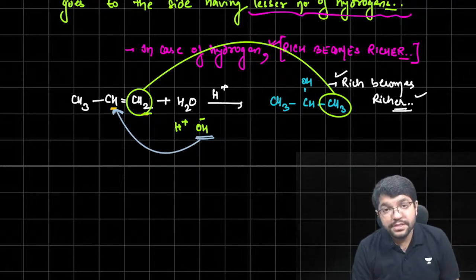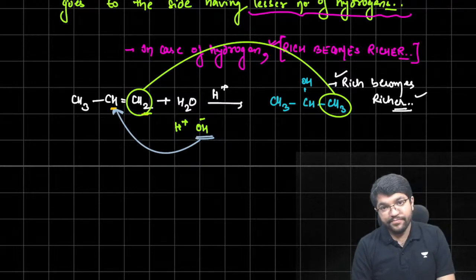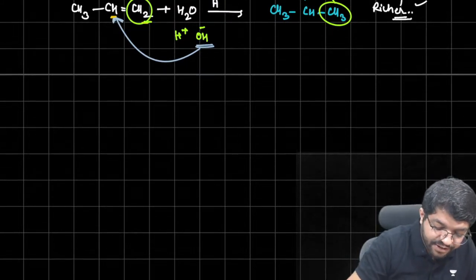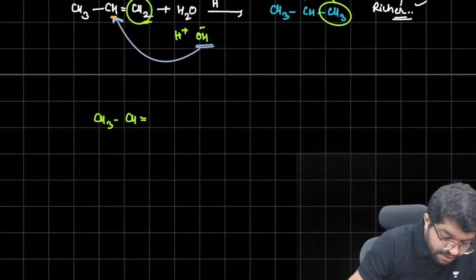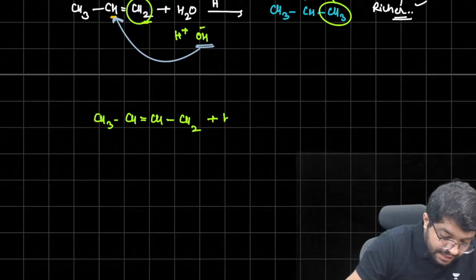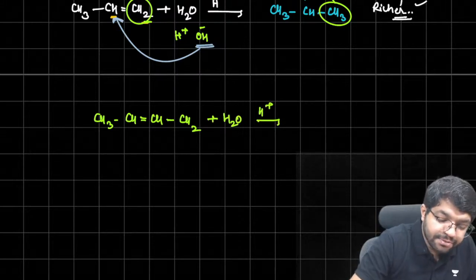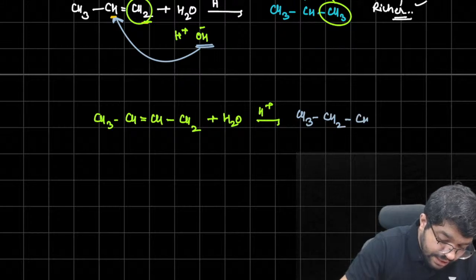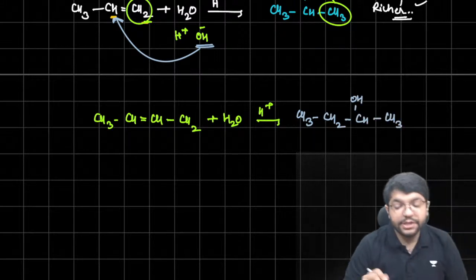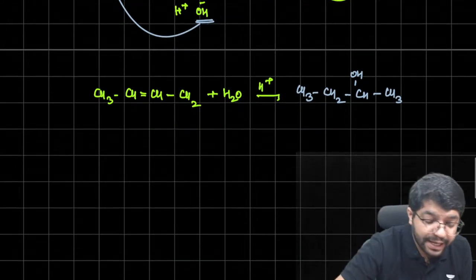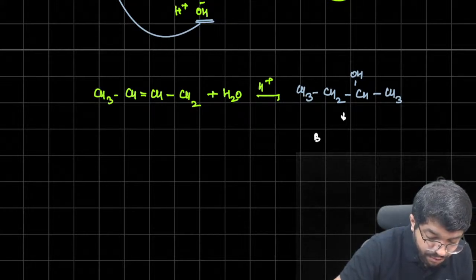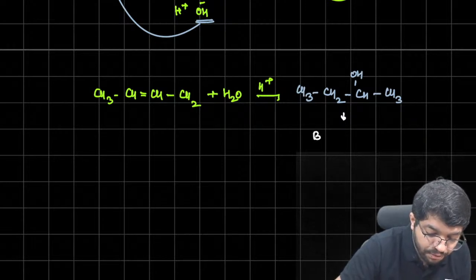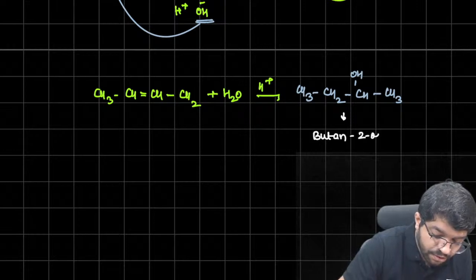This results in the formation of alcohol. One more example: CH3, CH2, CH double bond CH2 plus H2O in the presence of H+. Rich becomes richer; here both are equal. Then what you get is CH3, CH2, CHOH, CH3, also called butan-2-ol. Four carbons, so butan-2-ol.